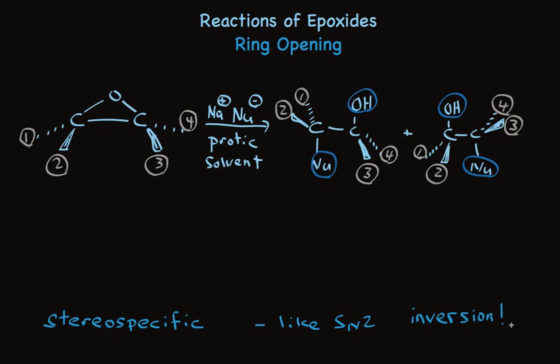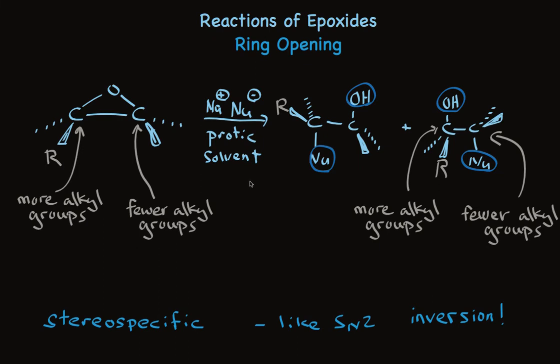But there's another question here. Where does the nucleophile add? Well, the nucleophile will add at both carbons unless there's differential alkyl substitution. If one carbon has more alkyl groups attached to it than the other, that controls the position of addition of the nucleophile. Take a look. You can see in this starting material I've added an R here so we know that this carbon is more substituted. It has more alkyl groups. And this carbon has fewer alkyl groups. Here it is over here and here.